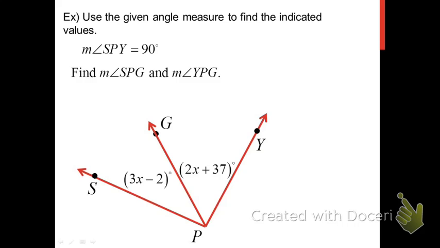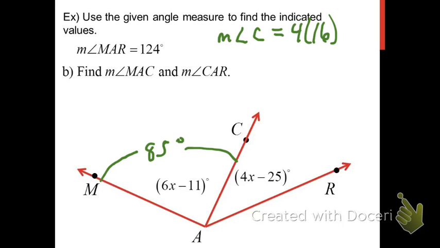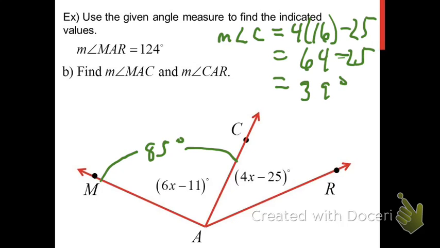Oh, hold on. 85 degrees is the measure of angle MAC. Now to find the measure of angle CAR, we're simply going to substitute 16 in place of x in the expression 4x minus 25. So the measure of angle CAR is going to equal 4 times 16 minus 25, which is equal to 64 minus 25, and that's 39 degrees. Right, so 39 degrees from here to here.